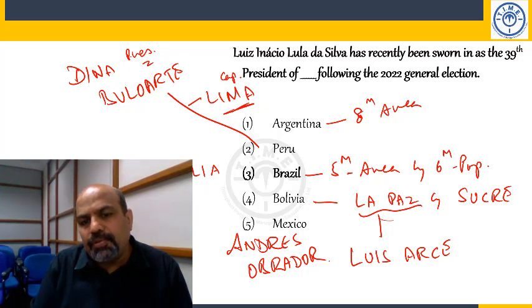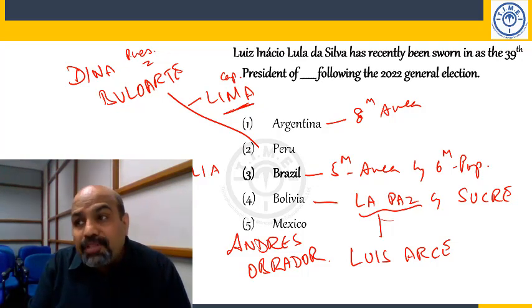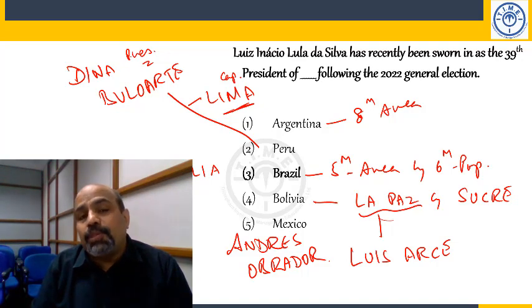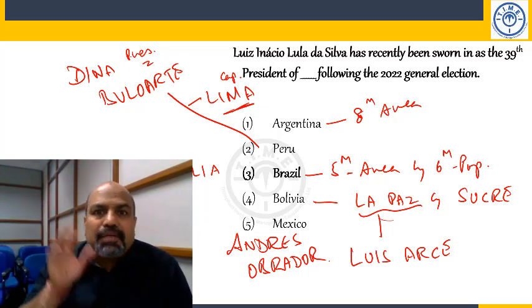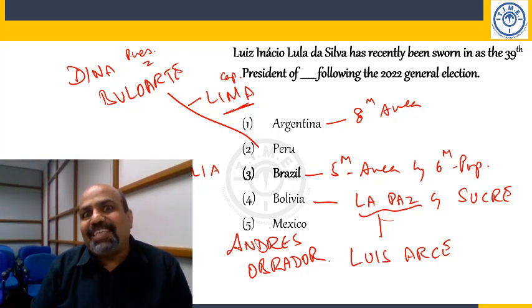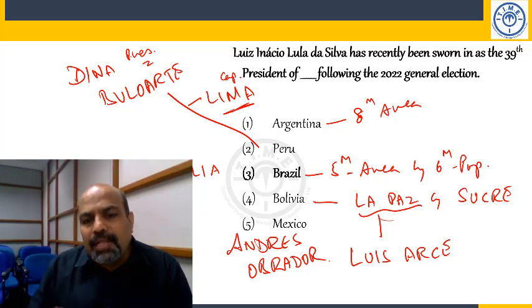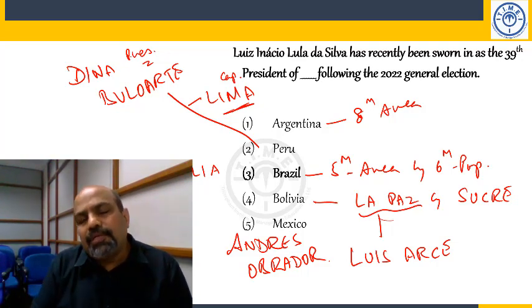Luis Arce is the president of Bolivia. La Paz and Sucre are the capitals. I remember La Paz for the simple reason that this was a tiebreaker in a TV quiz I was participating in. The question was: which is the world's highest capital city? Bell went and I said La Paz, and of course I went through. It was fascinating. I still remember this. This is how we remember: you attach something to something you know. Like Bolivia is named after Simon Bolivar, the guy who fought against the Spanish for the country's freedom.